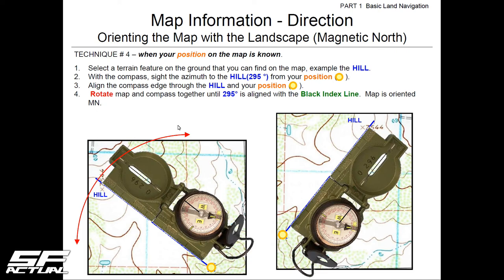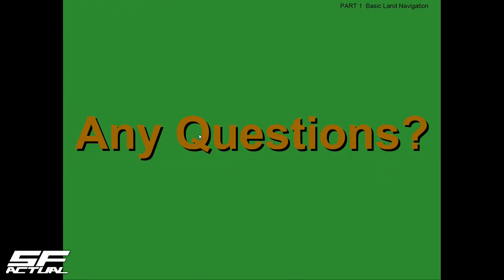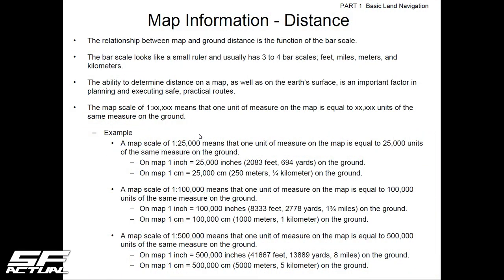Another technique is when your position on the map is known. So if you know where you're at, you can select a terrain feature on the ground, then find it on the map, for example a hill. With the compass, sight the azimuth to the hill. In this case, it's 295 that he's pulling from that hill. From your position, align the compass edge through the hill and to your position. Rotate the map and compass until you get to 295. So that's another way to do it. Just different techniques. One and two is the best to use, though.